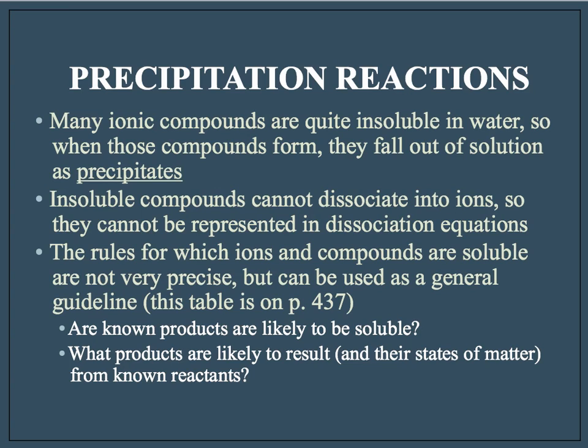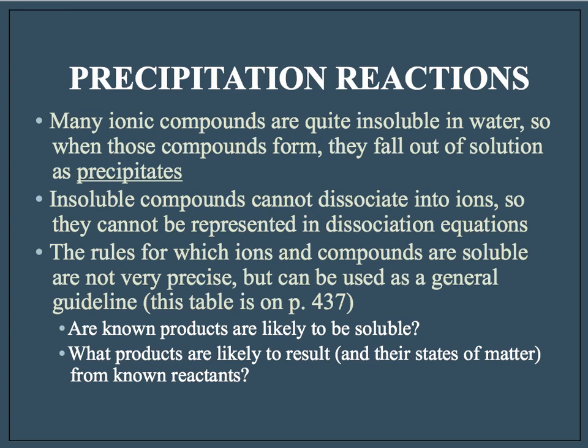And so they are not dissociated. There is a table in your book on page 437, and it has about 6 or 7 general rules about how you can predict which ions and compounds will be soluble. There are a few ions and compounds that are universally either soluble or insoluble, but unfortunately far more of them are situation dependent. However, it gives us a general guideline, and we'll be working with it a lot, so it would be a good idea to become comfortable with that table.